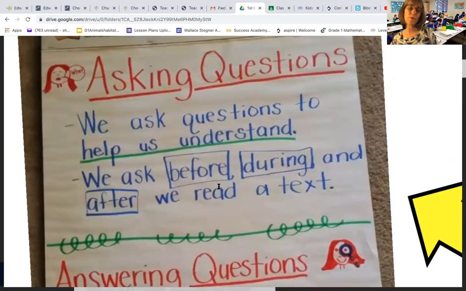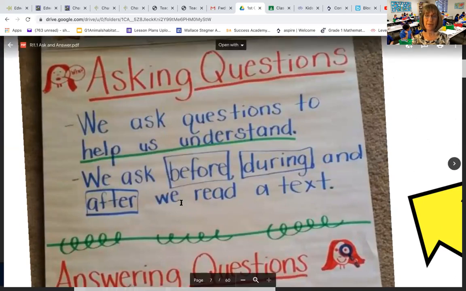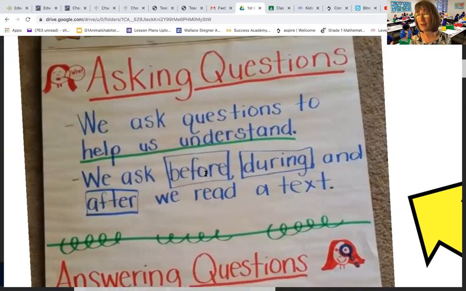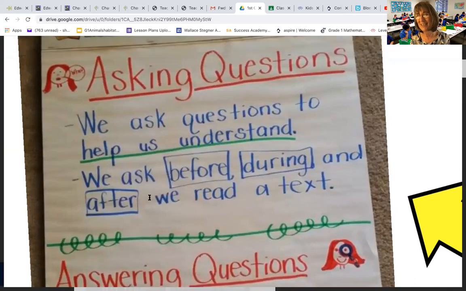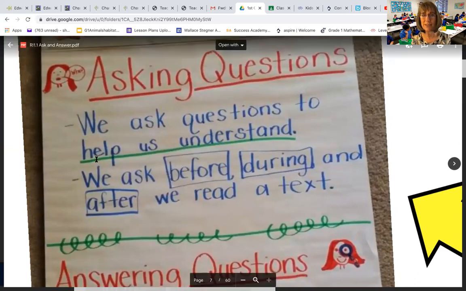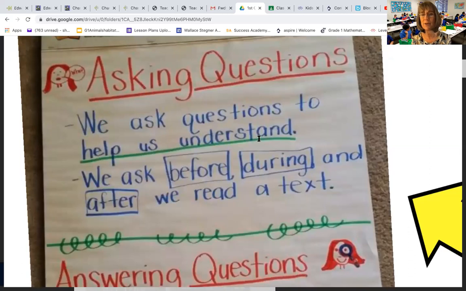When we are asking questions, we ask questions to help us to understand. We ask questions before, during, and after we read a text. So can we ask a question before we start reading? Can we stop in the middle and ask a question? Yep. And should we ask questions after we get done reading a text? Yes. Why should we ask questions? Because it helps us better understand what we just read.